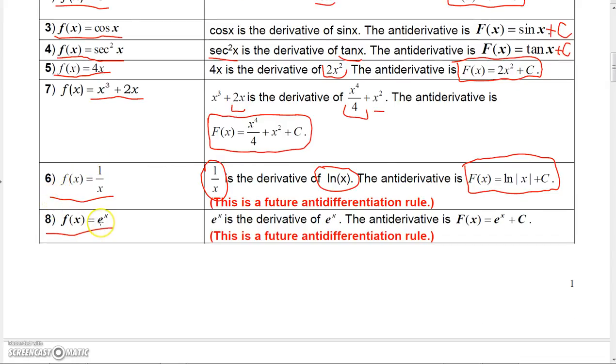So don't worry about that for now. And you're also going to find that e to the x has kind of a strange quality. e to the x is its own derivative. So since the derivative of e to the x is e to the x, an antiderivative of e to the x would just be e to the x plus a constant. So hopefully that gave you a bit of an understanding about antiderivatives.